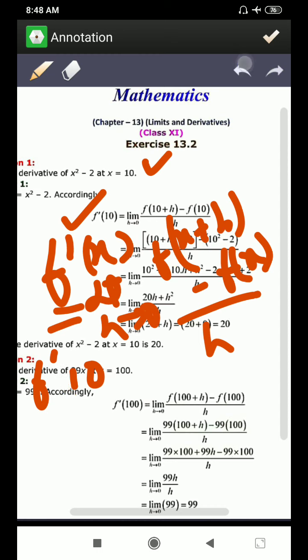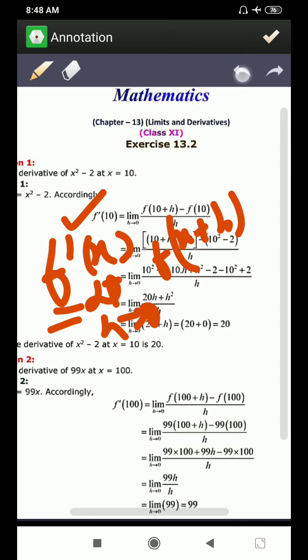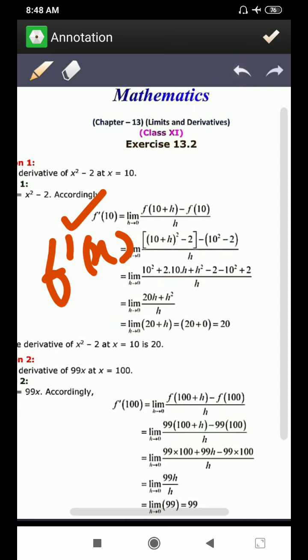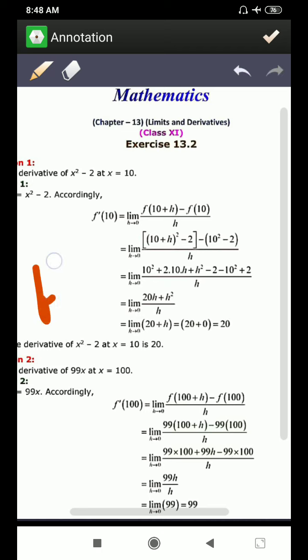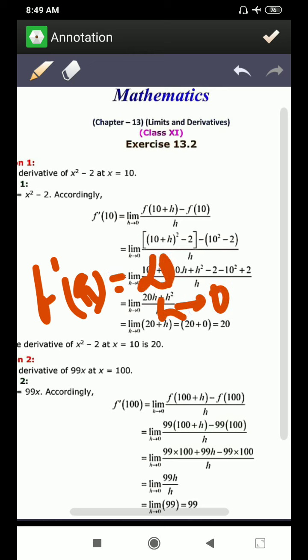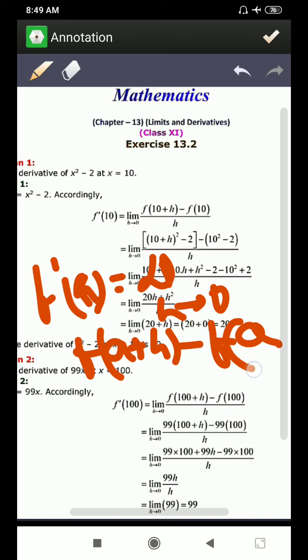At a particular point, if you want the derivative f dash at any point a, it would be equal to limit h tends to 0. We'll use this as a formula: f dash a equal to limit h tends to 0 of f(a plus h), where a is the point at which we want it, minus f(a) divided by h. You just learn this formula. In all these questions, only the value of a will change.